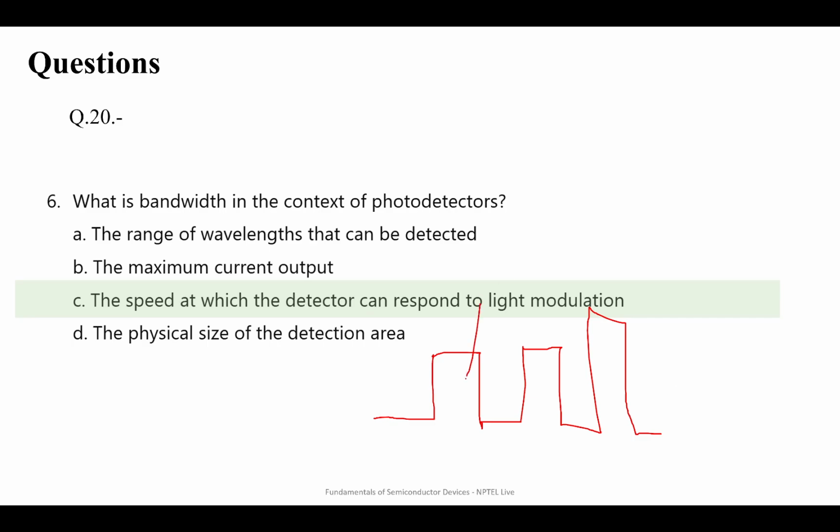So if I turn my light on and off faster, then I won't be able to reach my off state and on state completely. So it will be like this. There is a limit on how fast I can change my light on and off, and that is what we call bandwidth. So I want a clear distinction between on signal and off signal, but I also want faster on and off.